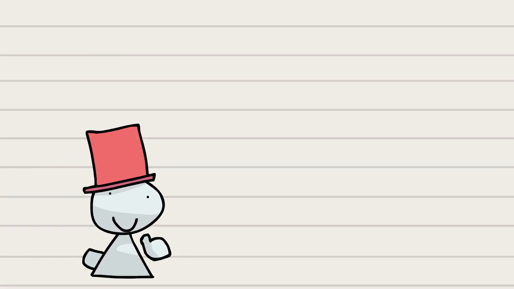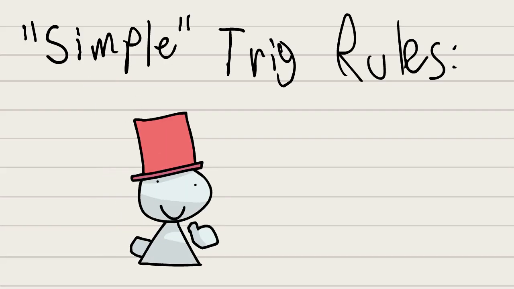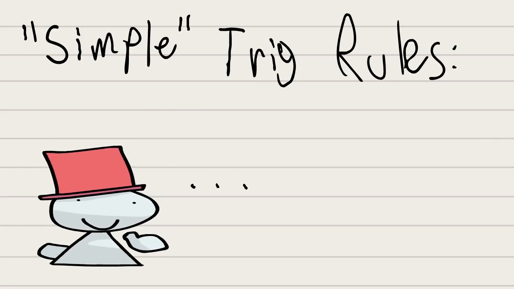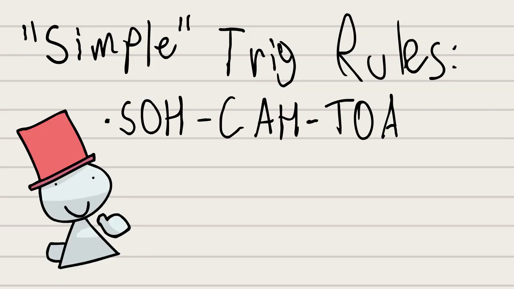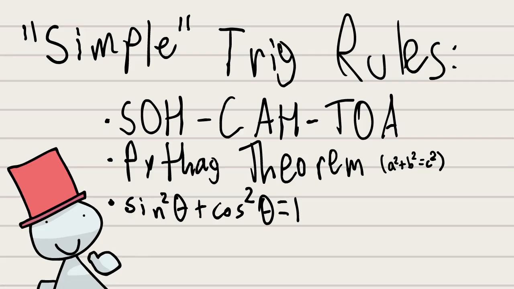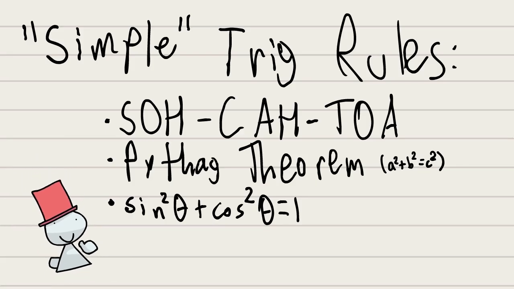Hello! Today I'm going to explain a proof for the law of cosines using some of the more simple trigonometry rules. So it should be easy to understand as long as you know about SOHCAHTOA, the Pythagorean theorem, and the trigonometric identity sine squared of theta plus cosine squared of theta equals 1.